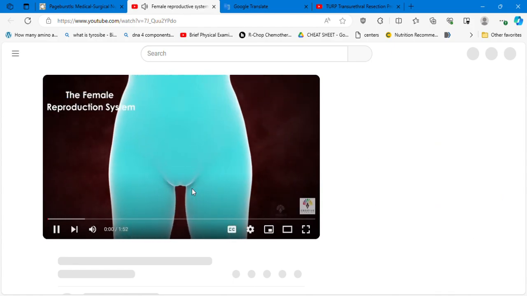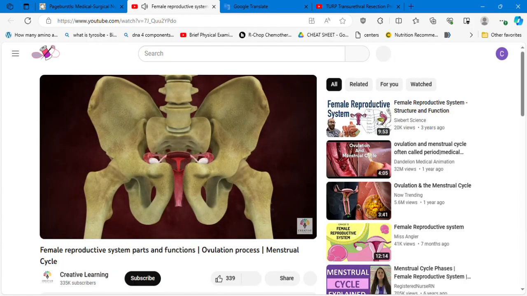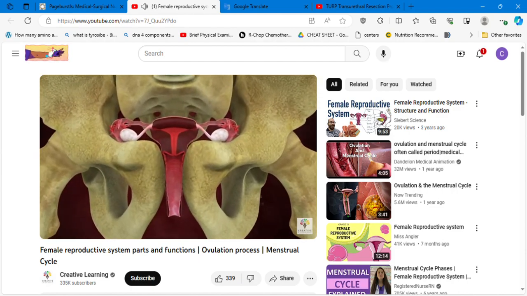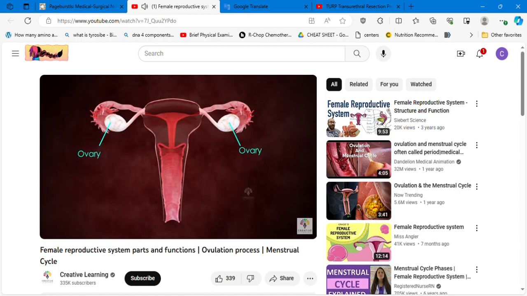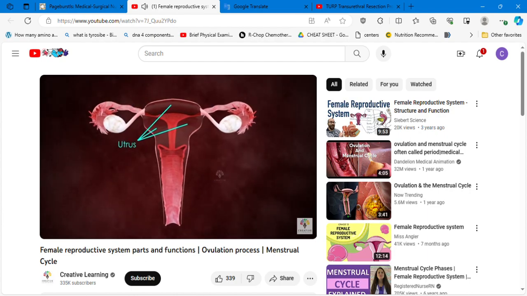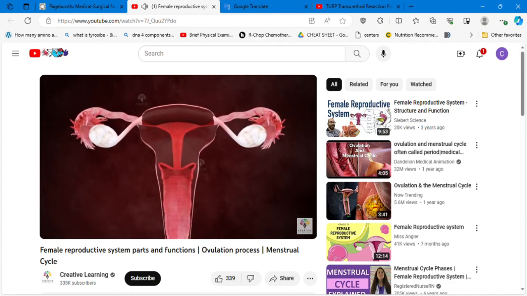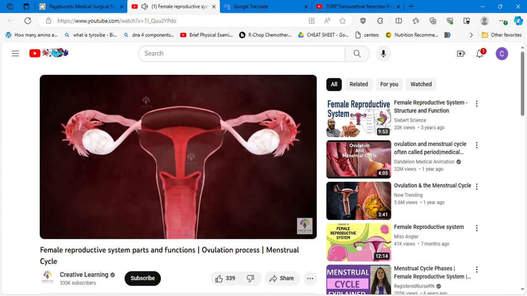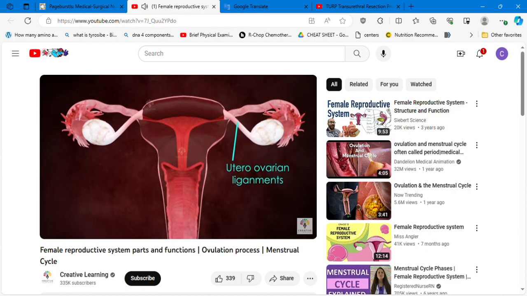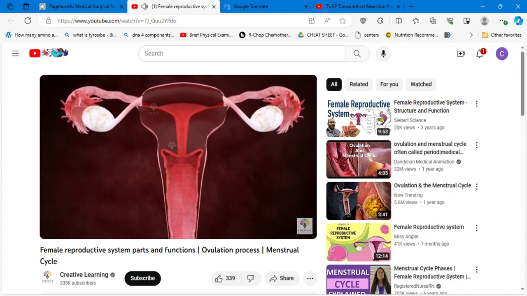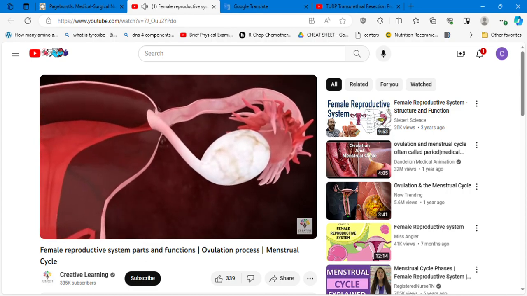The female reproductive system. The female reproductive organs are present inside the pelvis. It consists of a pair of ovaries, two fallopian tubes, and the uterus. The ovaries are oval-shaped structures present on either side of the uterus. They are attached to the uterus by fibrous cords known as the utero-ovarian ligaments. The ovaries, which are grayish-pink in color, are each about 4 centimeters long and 2 centimeters wide, and weigh about 2 to 3.5 grams usually.